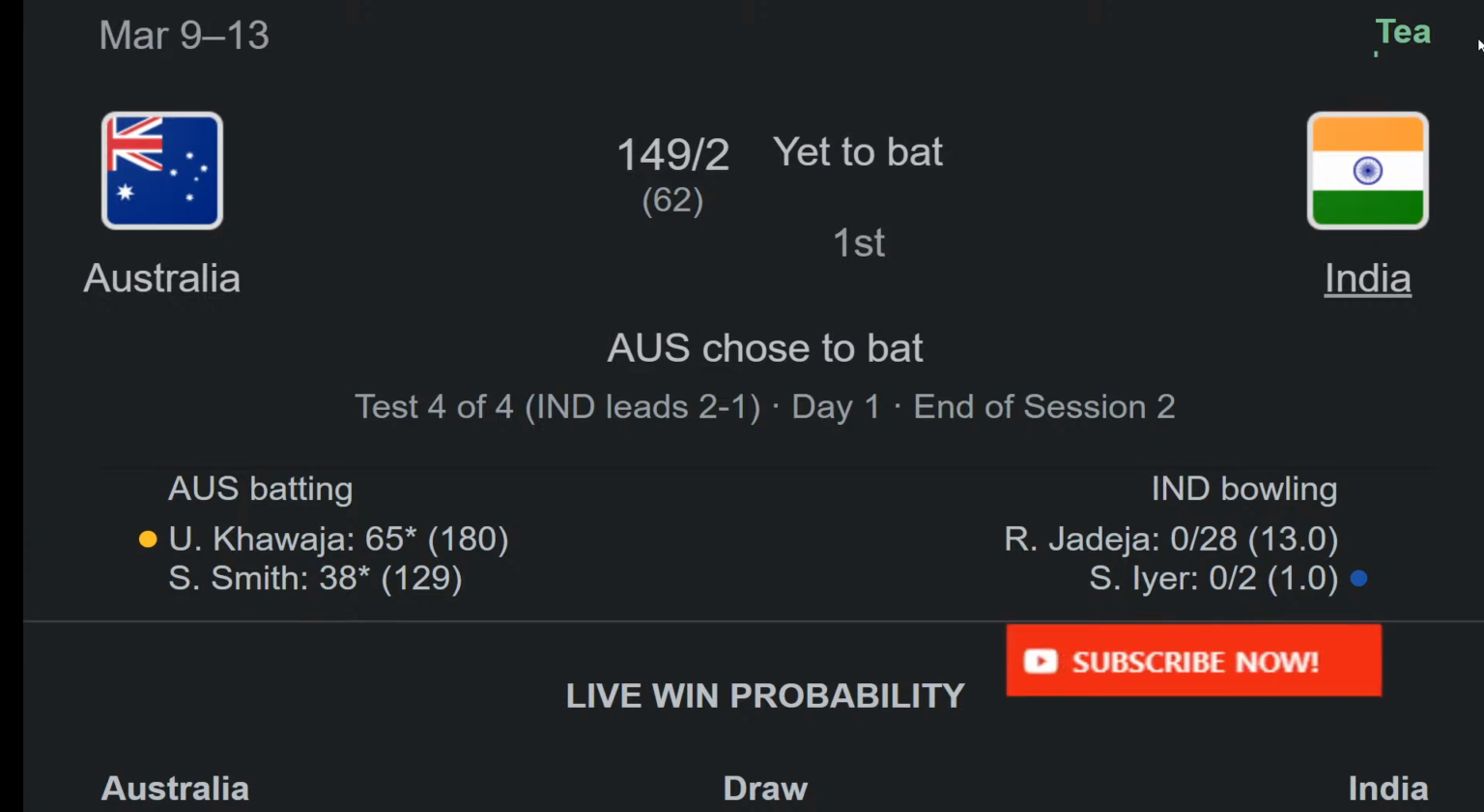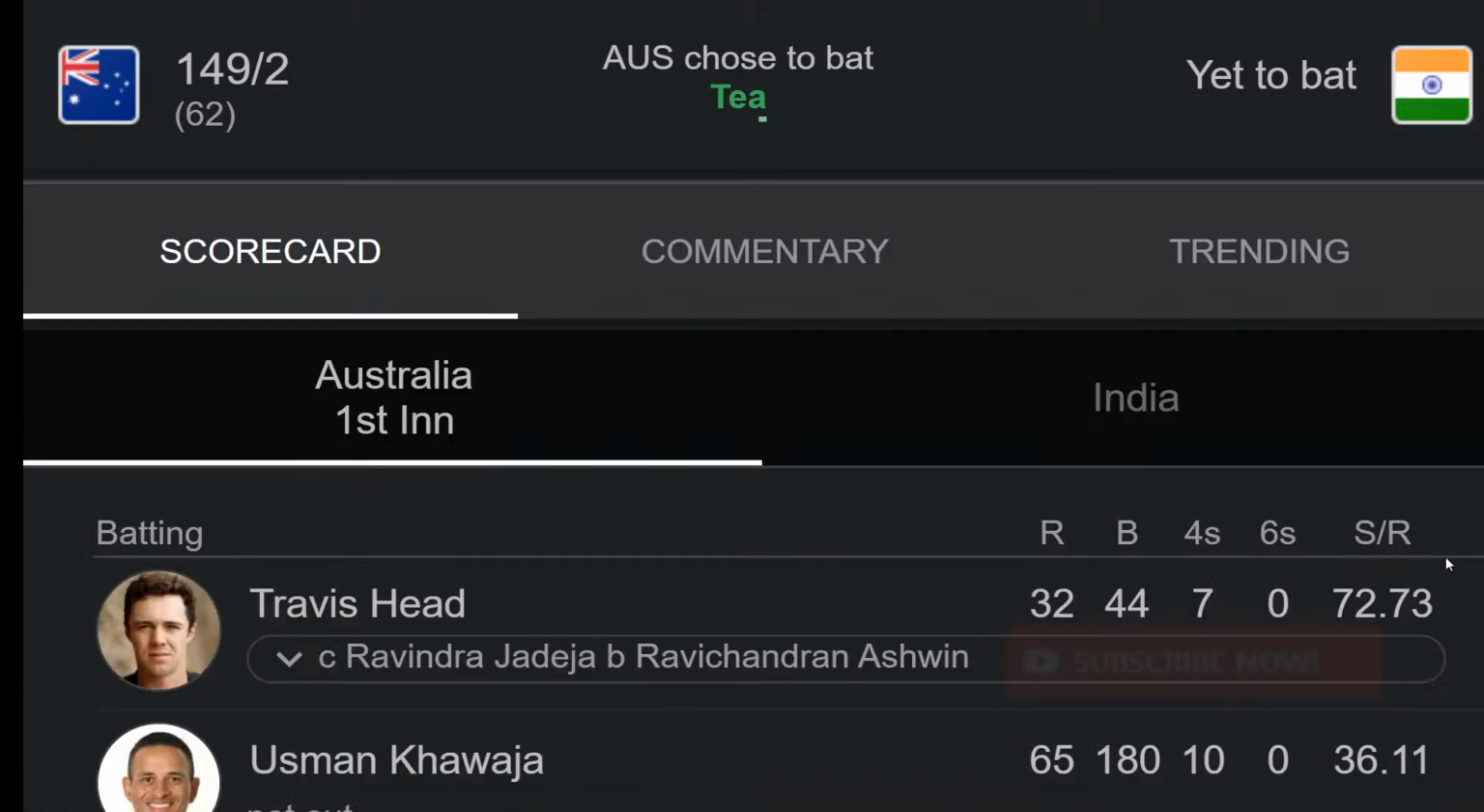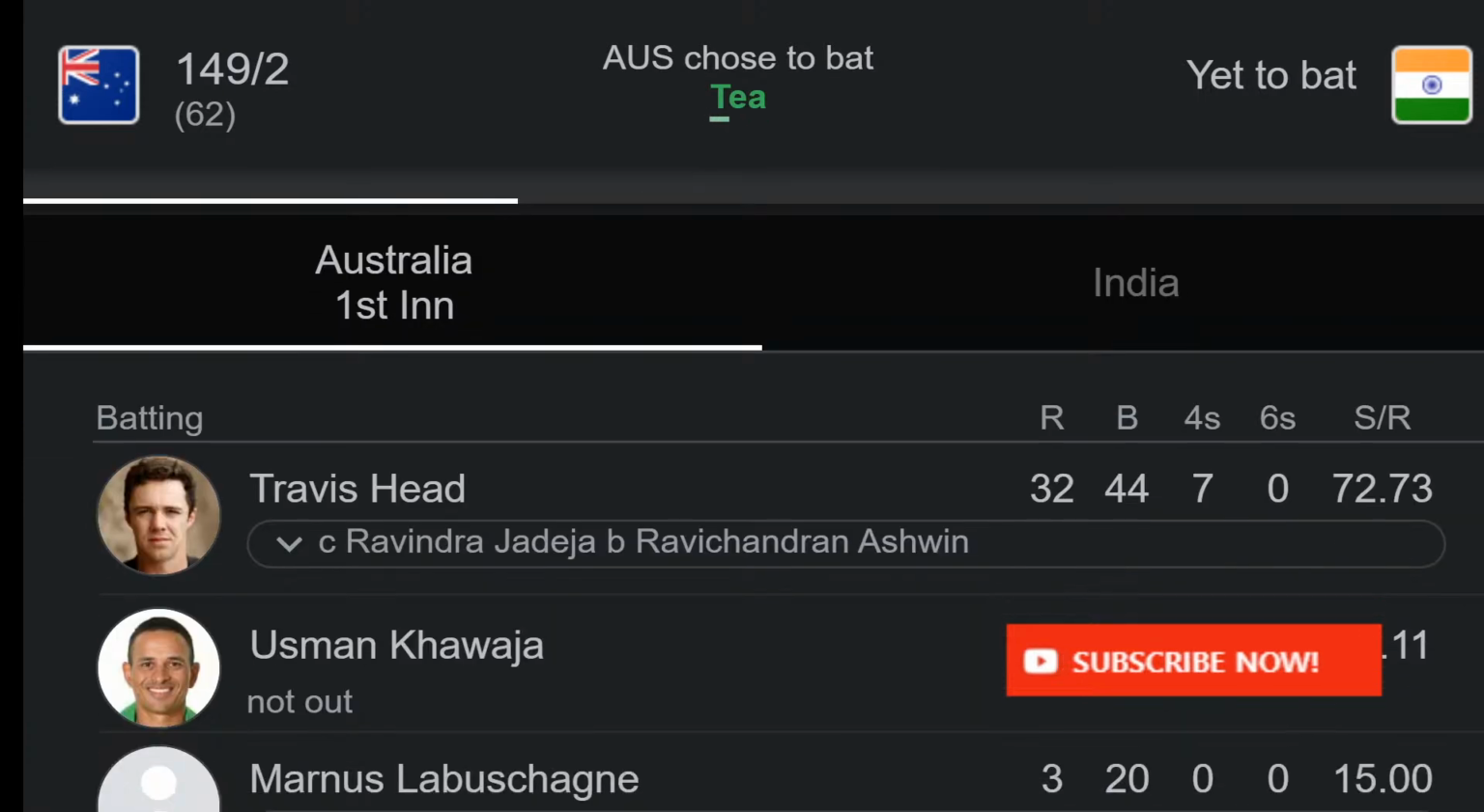This is the scenario of the Australian first innings, the fourth Test. 11 extras, over 62. Scorecard of Australia's first innings. Travis Head caught Ravindra Jadeja, bowled Ravichandran Ashwin, 32 runs, 44 balls faced, 7 fours, no sixes, strike rate 72.73.